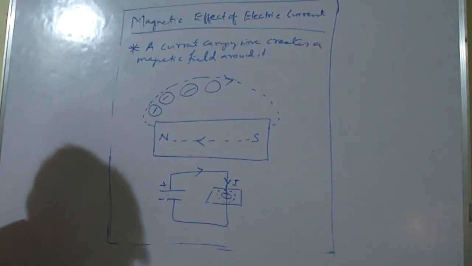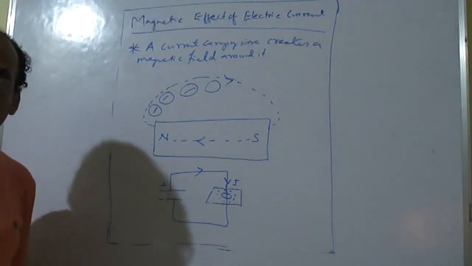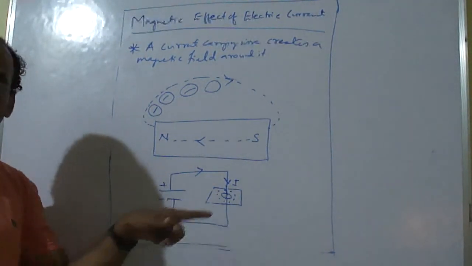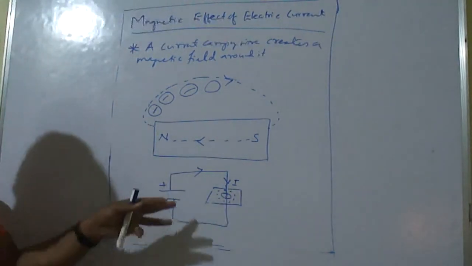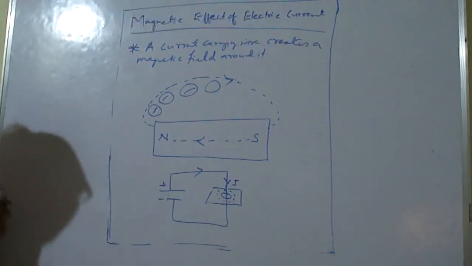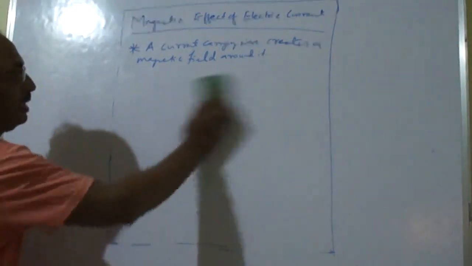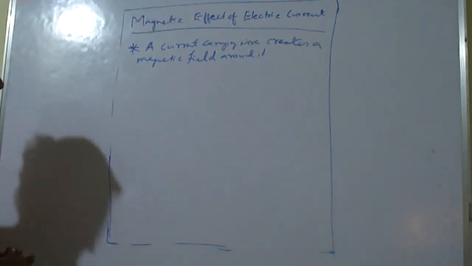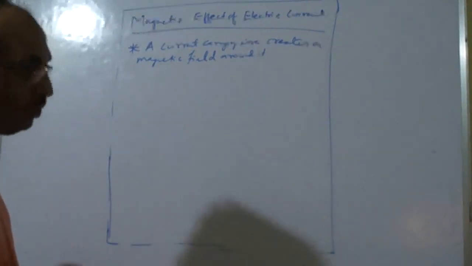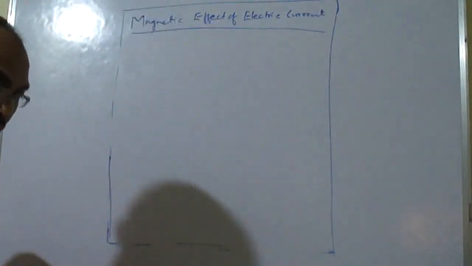As we have already discussed, magnetic field is a vector quantity having both magnitude and direction. So we need to find the direction of magnetic field. So this experiment you have understood? Okay. Let us discuss the direction of magnetic field. That is given by Fleming's right hand thumb rule.